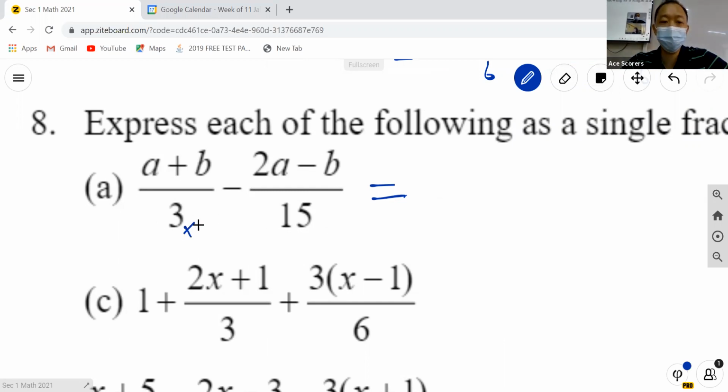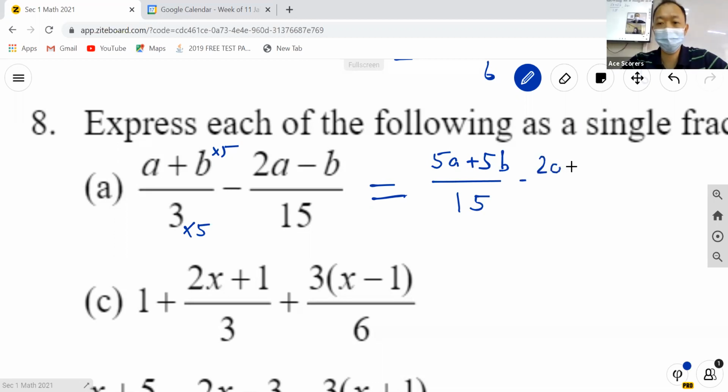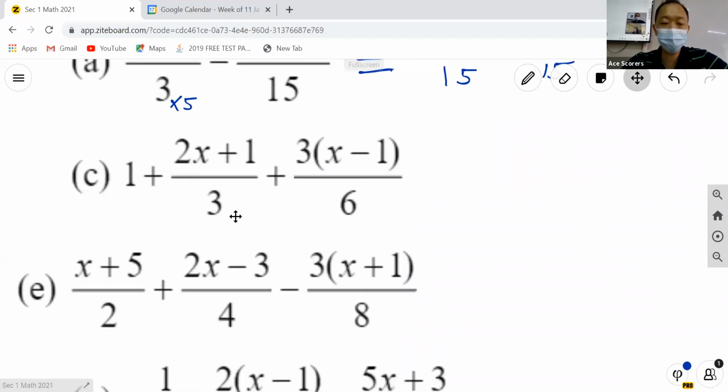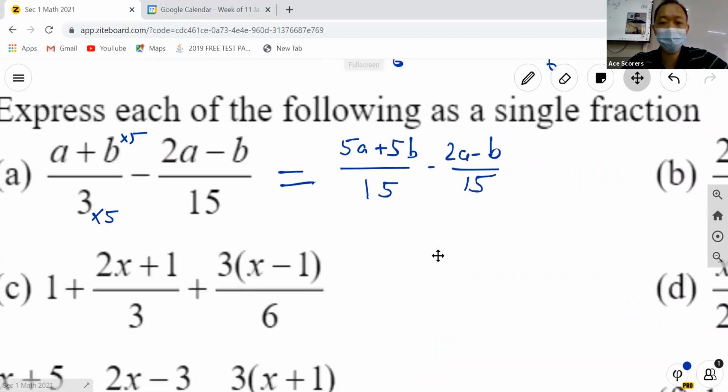15. So here I got the times 5, and here times 5. Question number 8. Next set. So we get a 5a plus 5b over 15 minus 2a minus b. Yeah, similar. It's just that they have a bit more variation now, or three fractions.